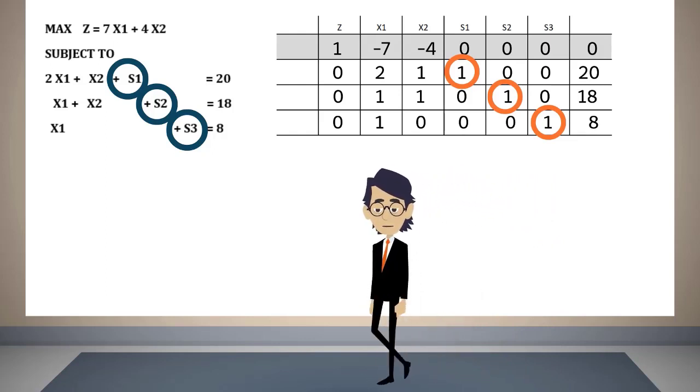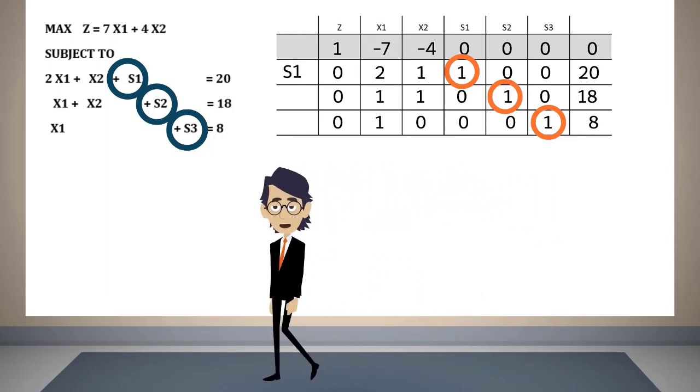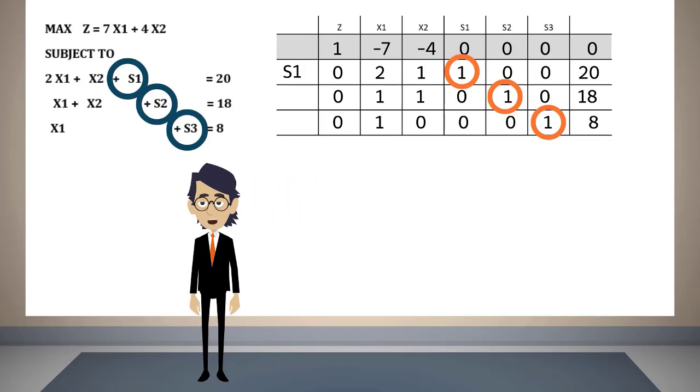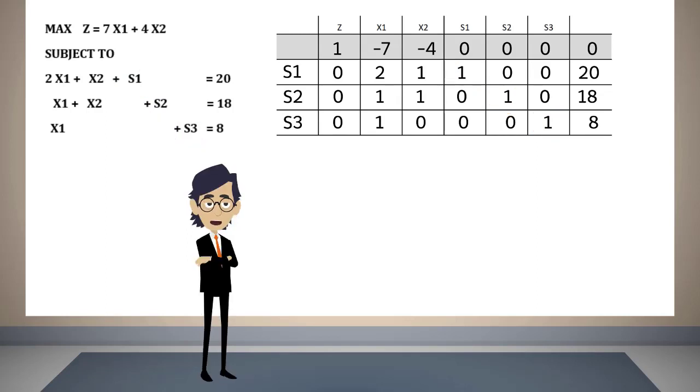And in this case, S1 will be basic in the first row. S2 will be basic in the second row. And S3 will be basic in the third row. If S1 is 20, S2 is 18, and S3 is 8, then the value of the variables x1 and x2 is 0, and therefore the value of z is also 0. We will try to increase the value of z, by making x1 or x2 greater than 0.